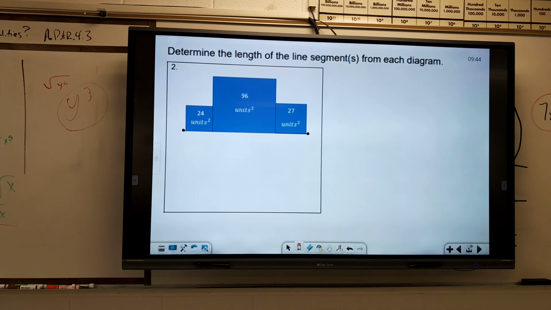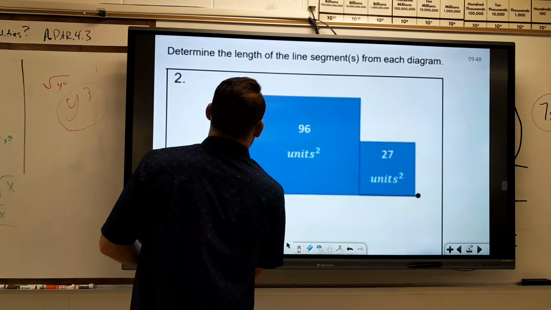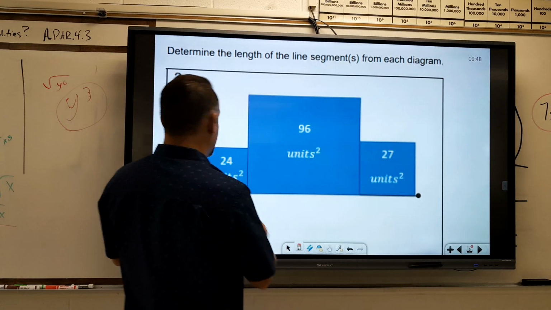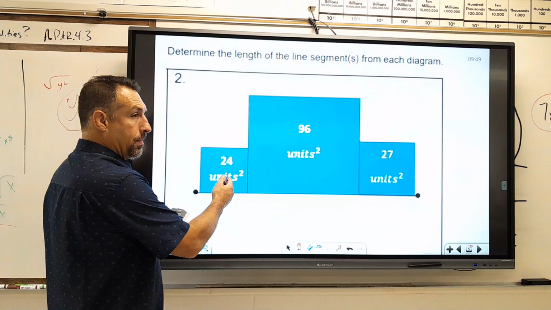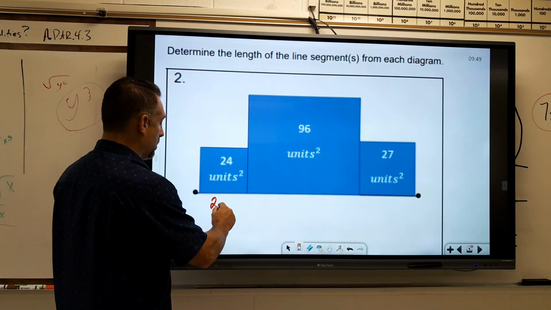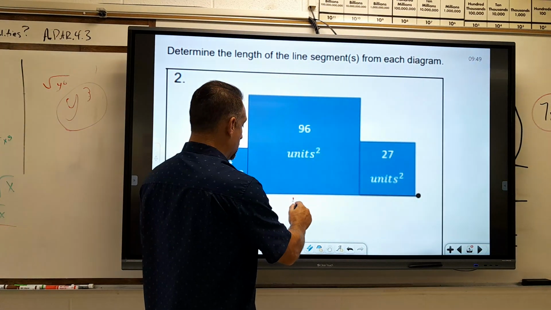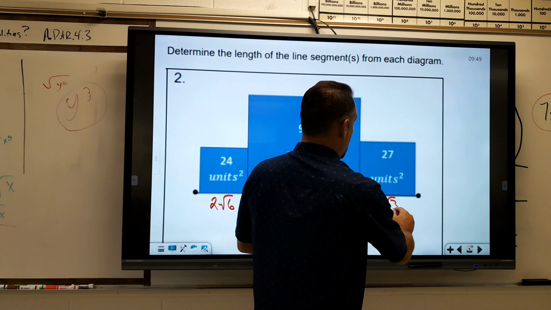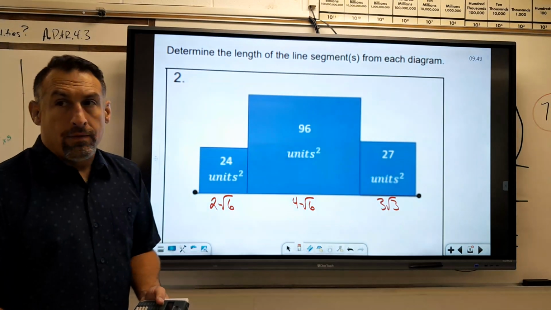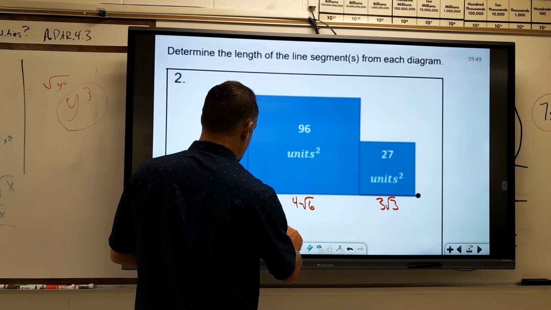Good luck. Now it's super large. Similar kind of question. We're trying to determine the line segment from each diagram. So here's this whole diagram. Here's that line segment. And what do we get for the first one? 2 square root 6. Okay. And how about right here? 4 square root 6. And over here? 3 square root 3. Now, so our final answer is 6 square root 6 plus 3 square root 3.